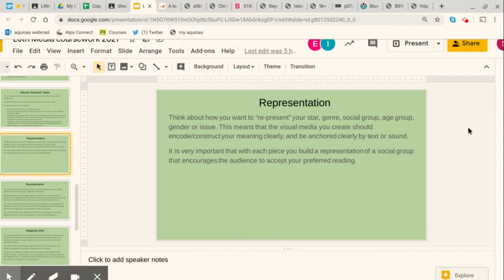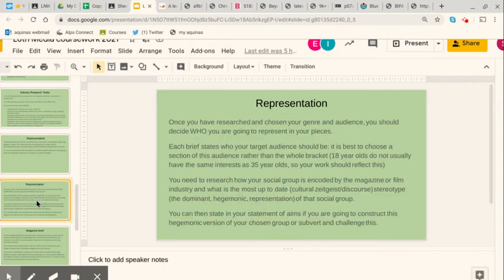So there shouldn't be any double meaning unless it is deliberately constructed by you as a producer and you can demonstrate that this is an existing convention of the type of media that you are going to create. It's really important that with each piece you build a representation of a social group that encourages the audience to accept your preferred reading. Very few people want to construct a piece of media with the aim of the audience having an oppositional reading. You want the audience to agree with the point of view you put across.